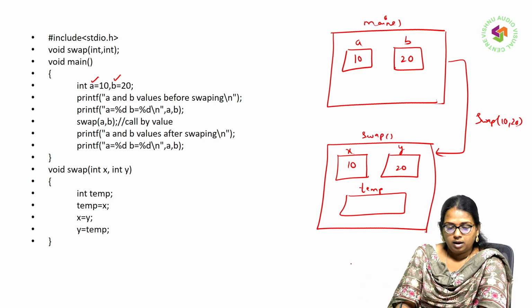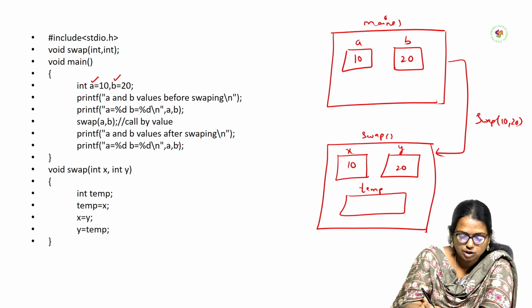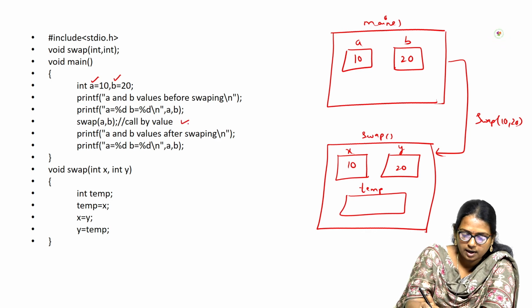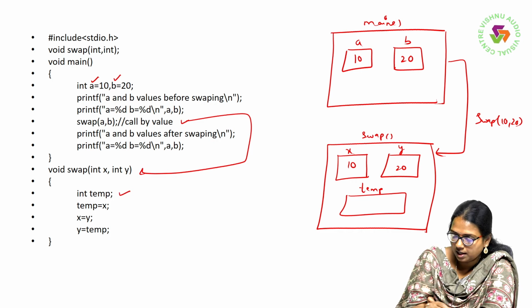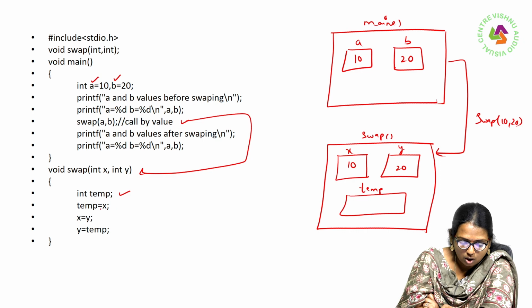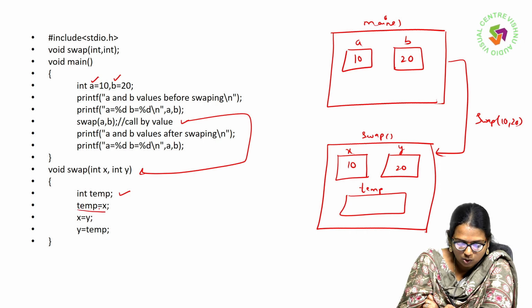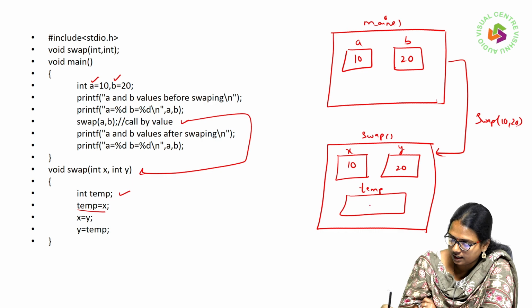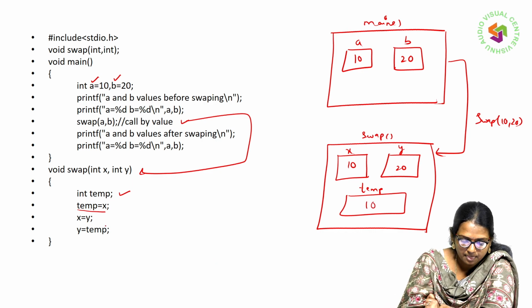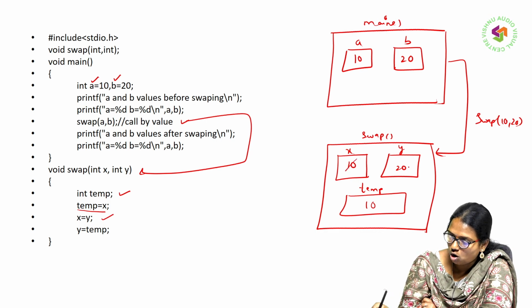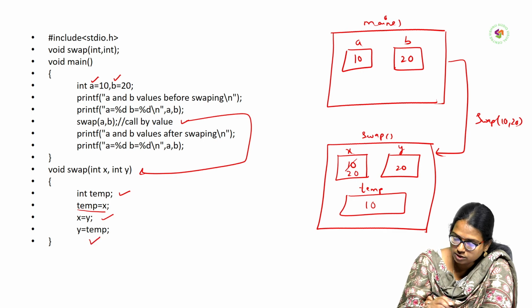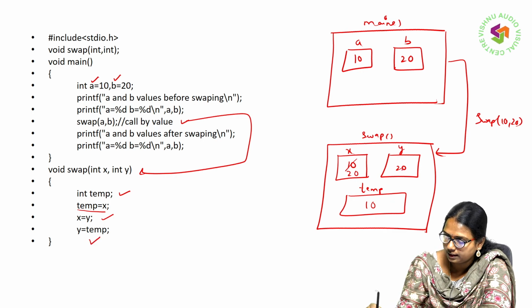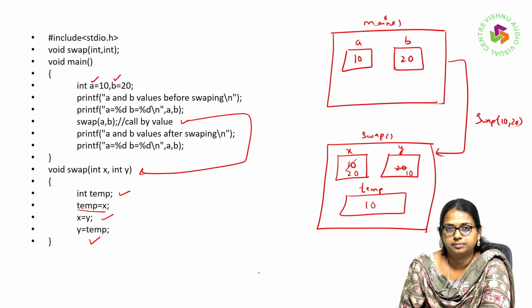As soon as the function call comes, the control comes here. What is the first statement? Temp is created. Temp equals x. What is x? 10. That was copied into temp. Next, x equals y, so x is copied with y, x equals 20. Y equals temp, so y is copied with temp and the y value is 10.